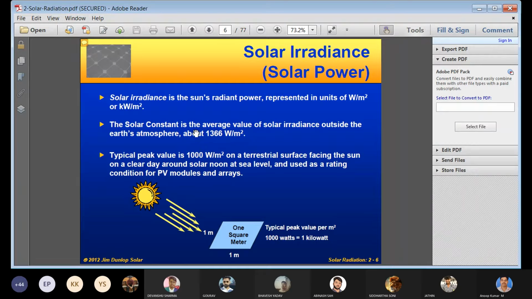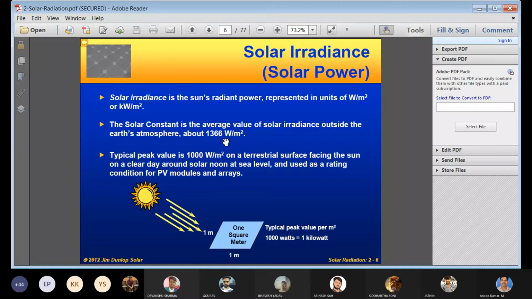So solar constant means what is the solar radiation available at the outer Earth's atmosphere. Due to atmospheric effects, it will be fluctuating. So what is the value of extraterrestrial radiation, at the Earth's outer atmosphere? Because between the sun and Earth, there is some vacuum space.